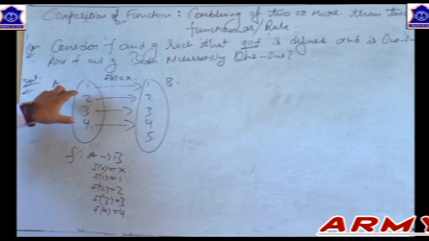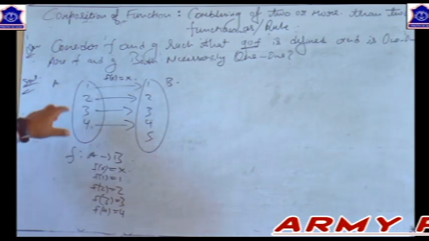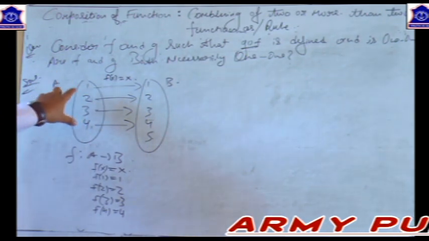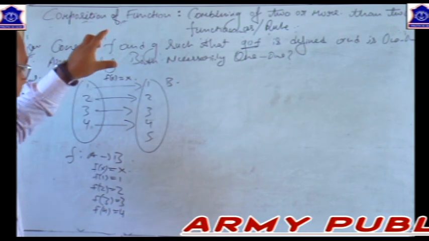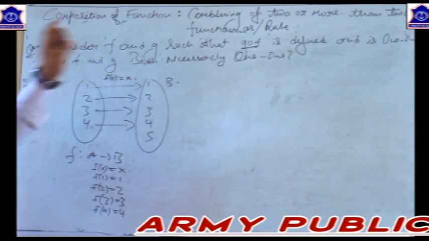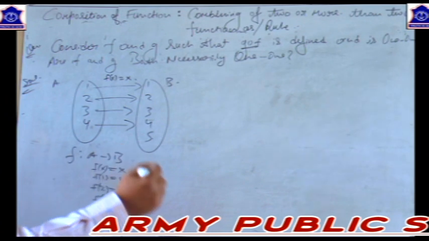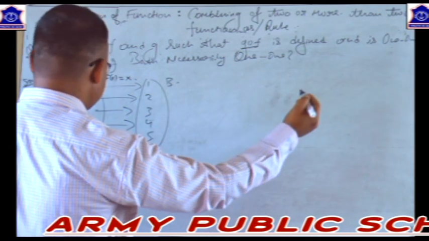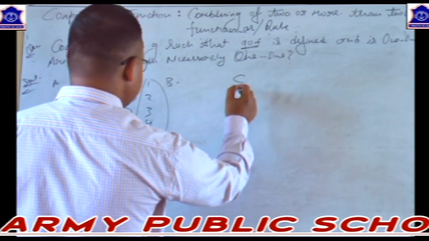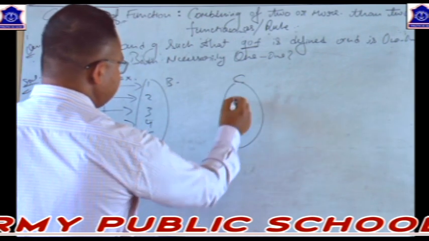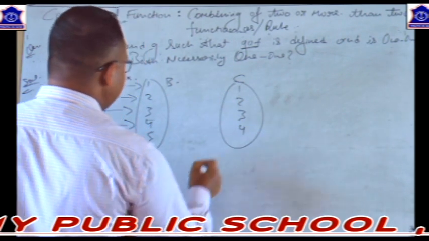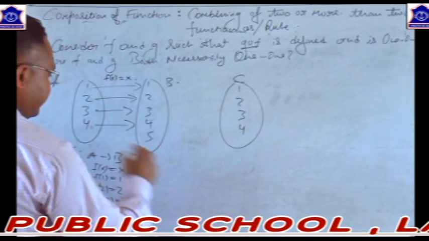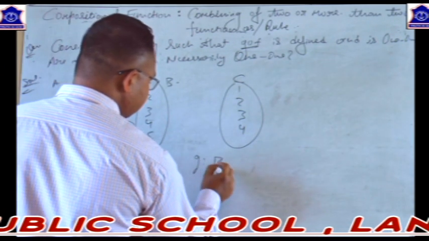Okay, so 4 elements we have taken here. 4 elements of set A have their identical image in set B. Now let us consider another set, set C, and the elements of set C are 1, 2, 3, 4, and the function g is defined from set B to C.